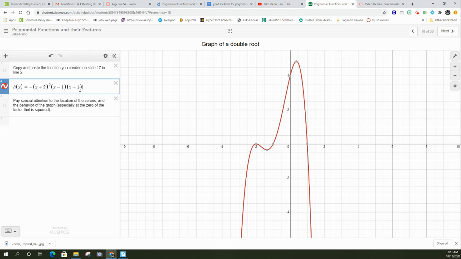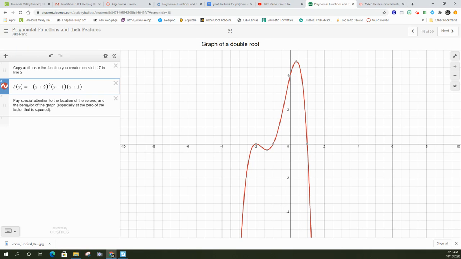If I were to FOIL that out or distribute that out, it'd be x squared times x is x cubed times x is x to the 4th. So this is a 4th degree polynomial. The leading coefficient is negative, so it does make sense that my end behaviors are going down.